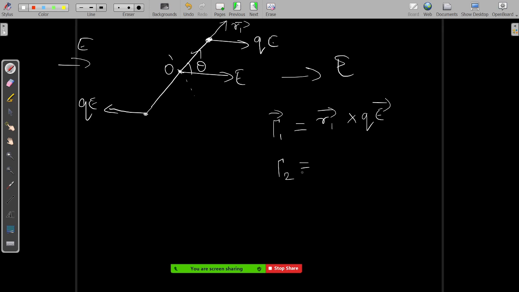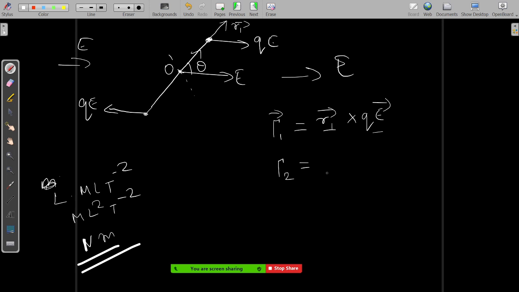What is the unit of torque? Displacement times force. The length times force is M L T to the power minus 2, so it is M L squared T to the power minus 2. Basically it is Newton meter. Torque is R cross F, as I told. So the unit of length comes along with the unit of force: Newton meter.